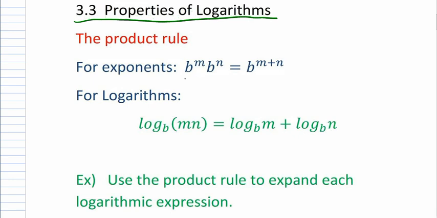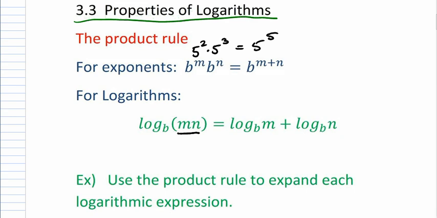For example, if you're talking about exponents and you have two things with the same base, like 5 to the second times 5 to the third, remember you add the exponents and you get 5 to the fifth. Well, for logarithms, it's the same concept.